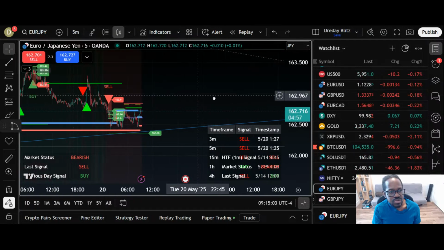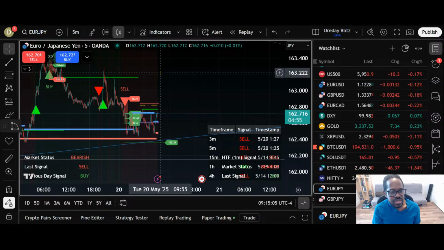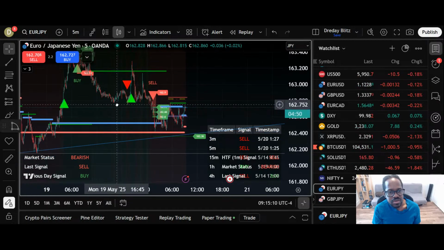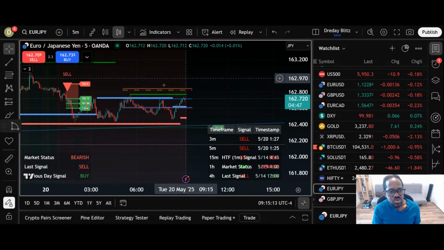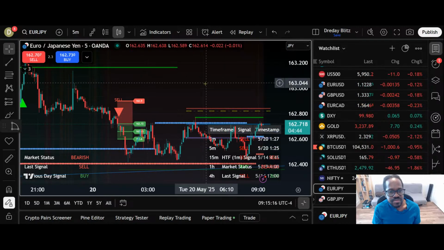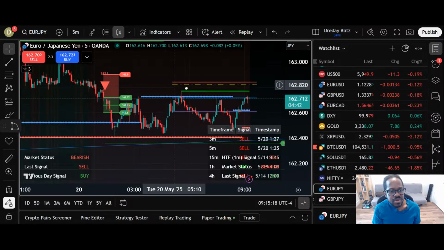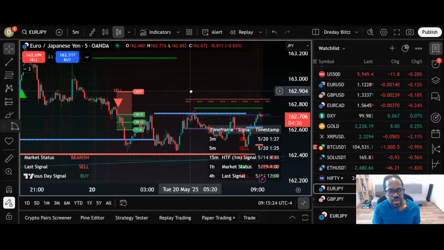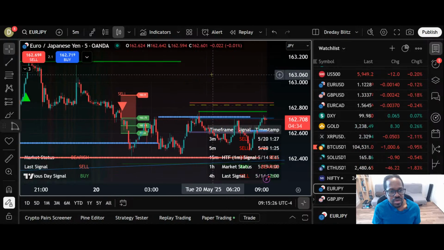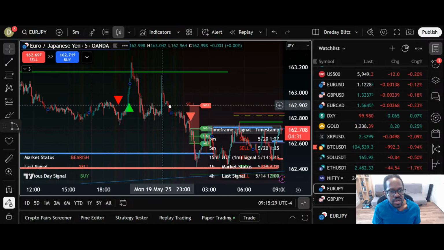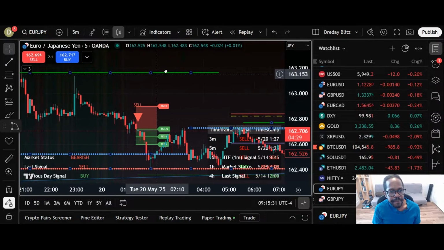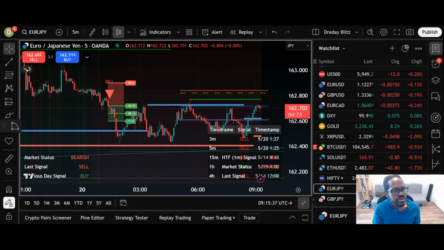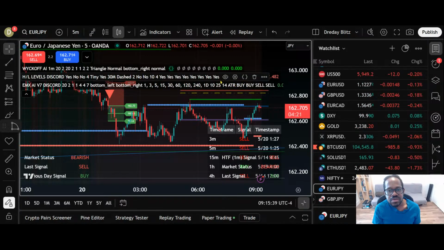So what we said here on Euro JPY, it was going down, but it already hit the TP zones here. If we zoom in, so that sell was perfect, and now it's retracing going up. So we're waiting for an uptrend here on Euro JPY. But the sell, if we minimize that, we're going to see.